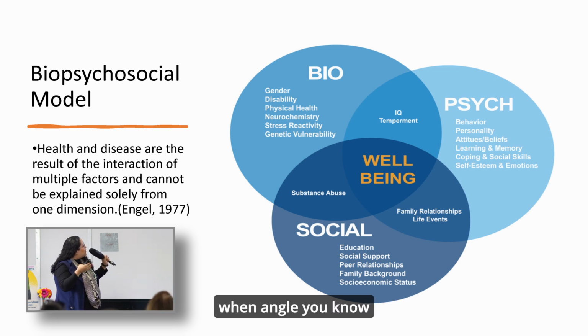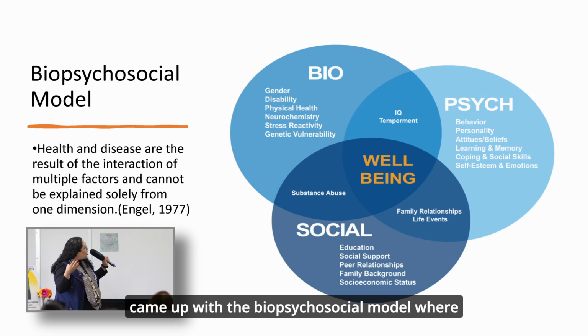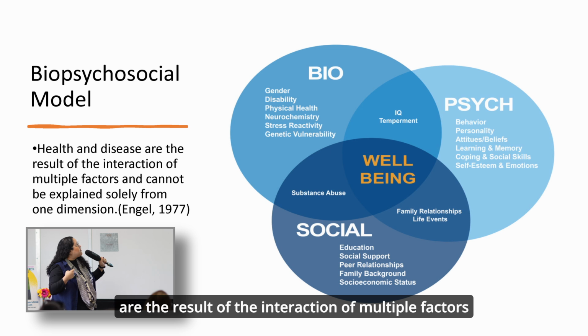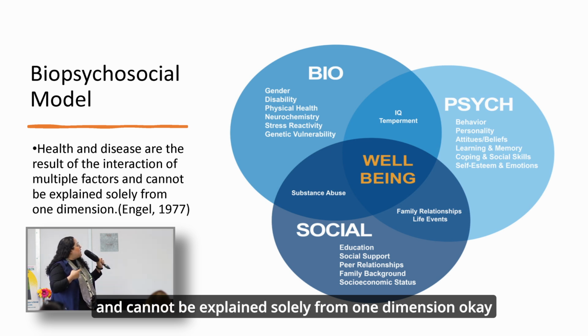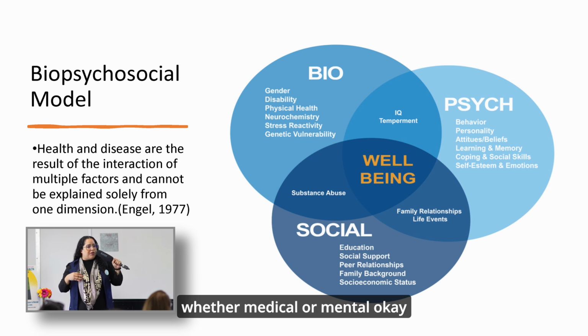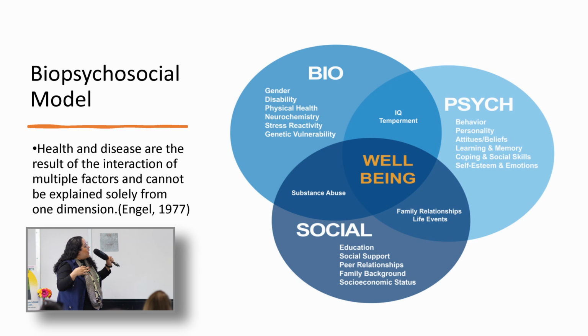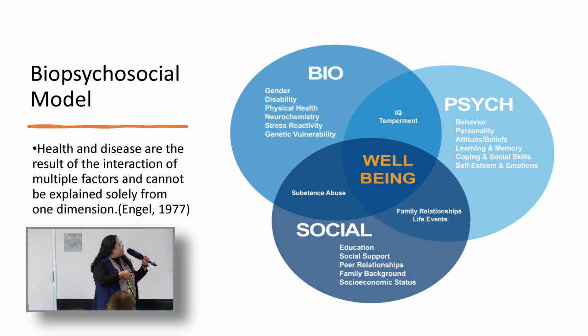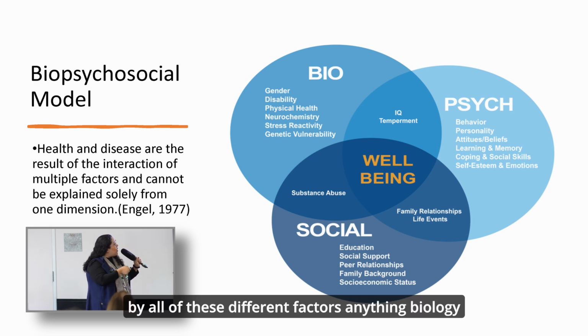when Engel came up with the biopsychosocial model, where he believed that health and disease are the result of the interaction of multiple factors and cannot be explained solely from one dimension, okay? And so this is how he saw illness, whether medical or mental, okay? So our well-being is determined by all of these different factors.